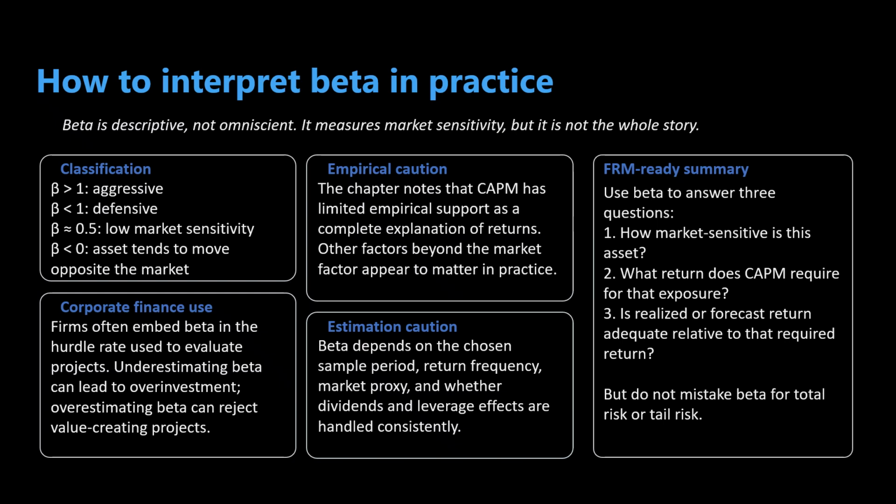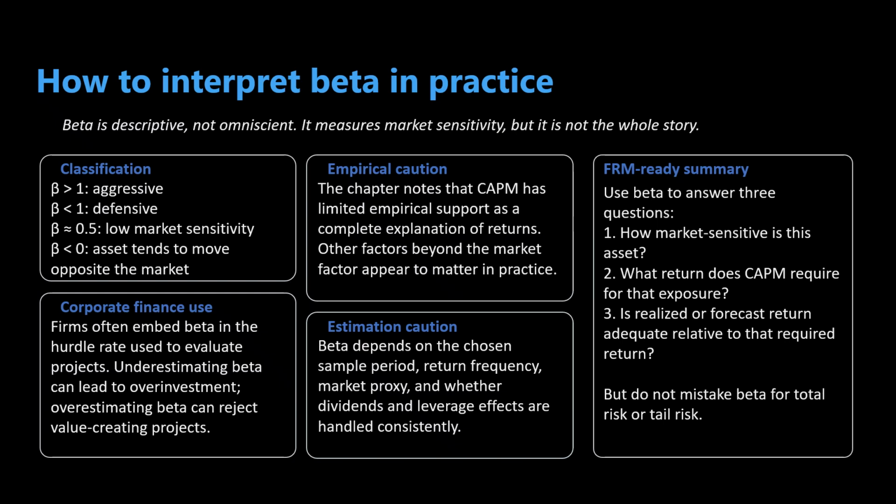First, empirical caution. The capital asset pricing model has limited empirical support as a complete explanation of asset returns. Research has shown that other factors such as firm size, the book-to-market ratio, and momentum explain cross-sectional return differences that beta alone cannot account for. This does not invalidate beta as a tool. It means beta is one important dimension of risk, not the full story.